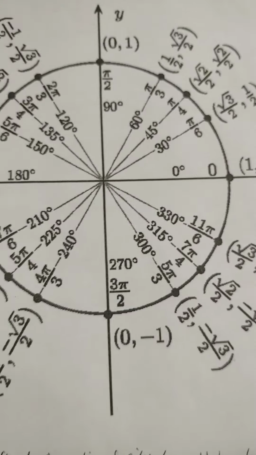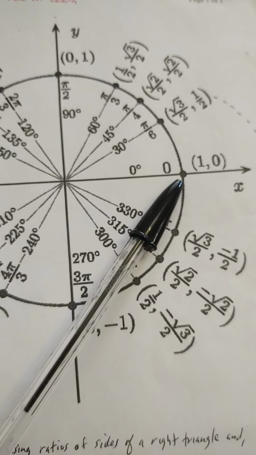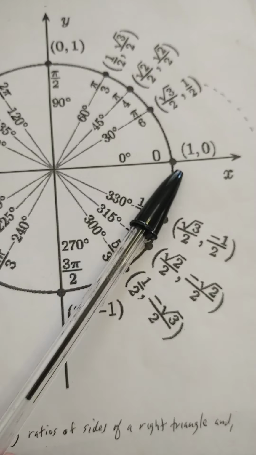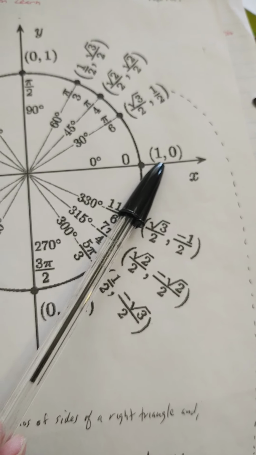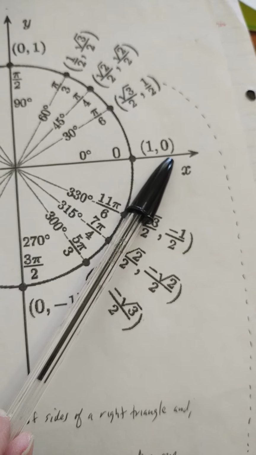So notice when you have an angle of 0 degrees, that means the terminal side coincides with the initial side of the angle. So the cosine of 0 is going to be the x-coordinate, 1, and the sine of 0 is going to be the y-coordinate, which is 0. So that's what we said.